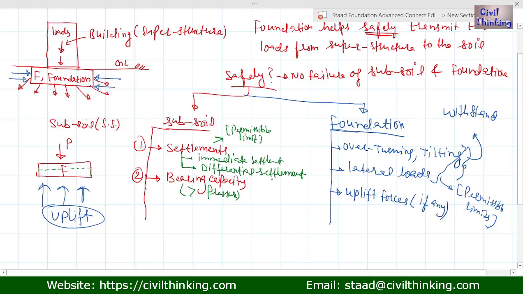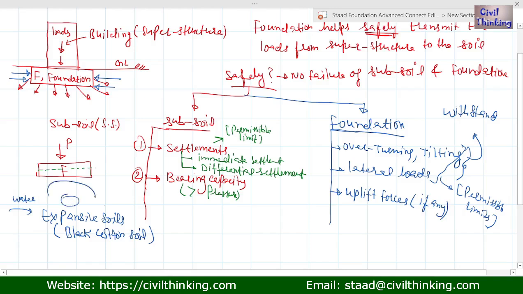Now there are also some kinds of soils, for example, expansive soils. One of the famous examples is black cotton soil, right? Now what are these expansive soils? They are very reactive to the change in the water level. If there is more water, they will absorb it, and for example, if the volume was this, they will expand.